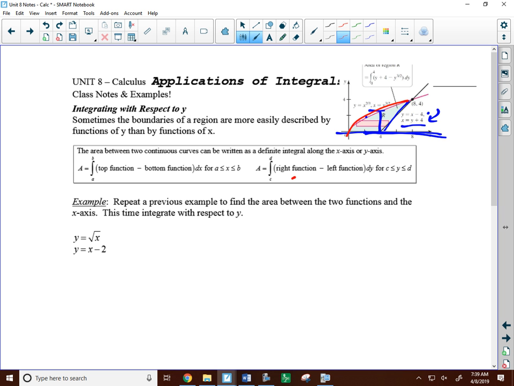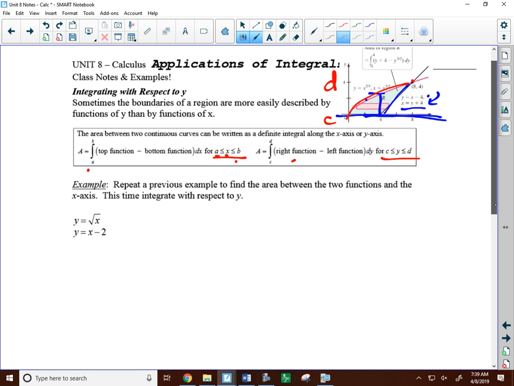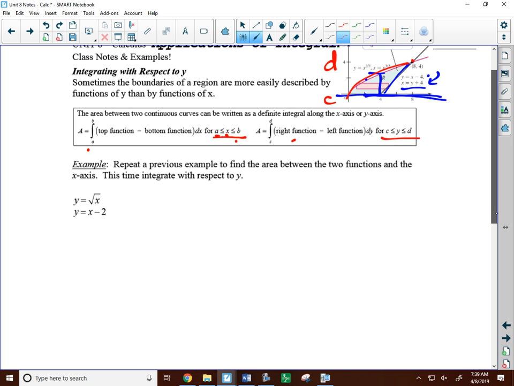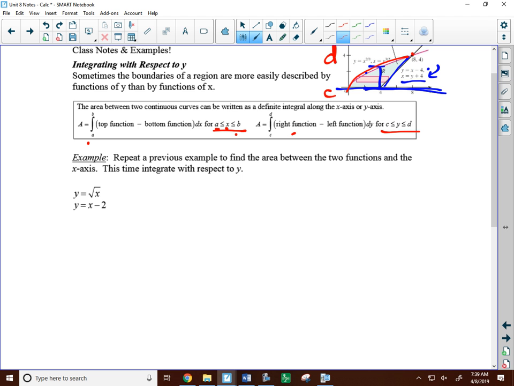This was previous: if our interval is an x value from a to b, it's top minus bottom. If we've solved it for x, it's in terms of y, so now we go on our interval of y values, from here c up to here d, and we do right minus left. So it's very similar to before. Instead of top minus bottom, it's right minus left. Instead of solved for y, it'll be solved for x.